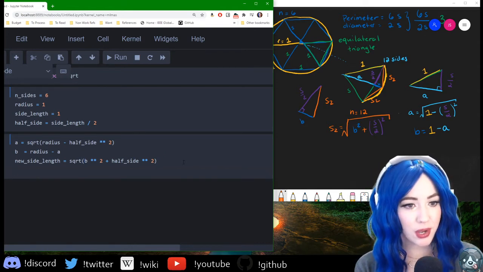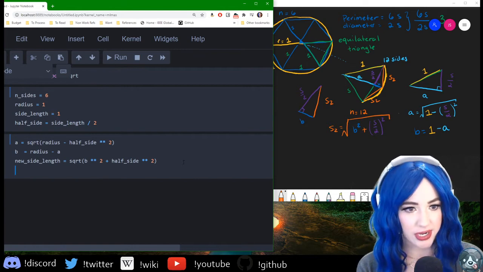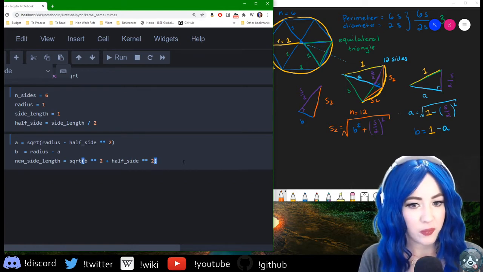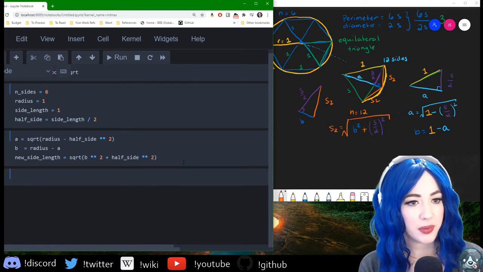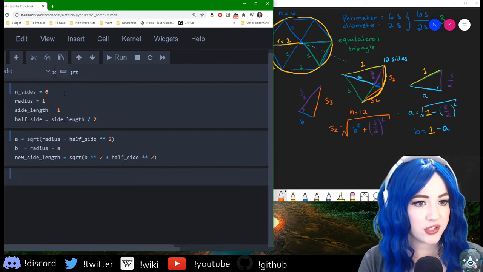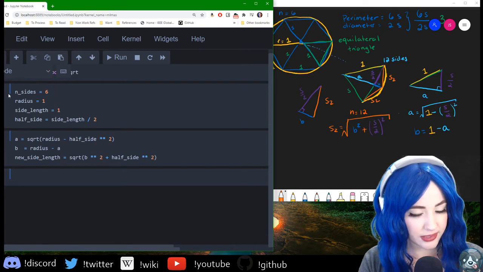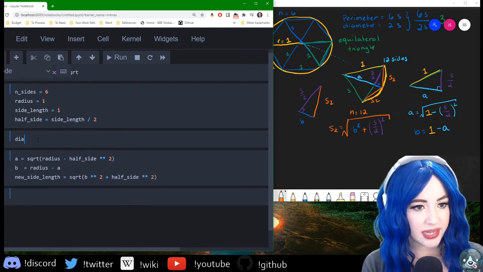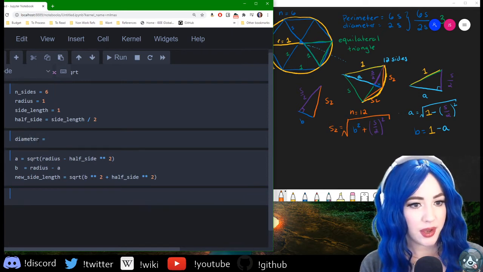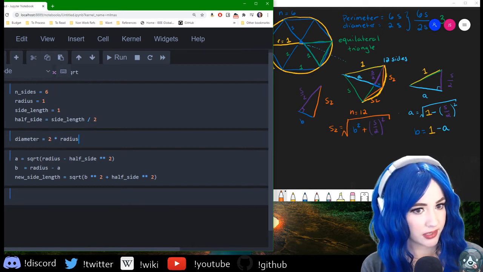Okay, so we have a new side length definition now. So we also have, if we were to take our diameter, I'm actually going to do it over here before we have our new side length. We have a diameter, which is just 2 times our radius, right?